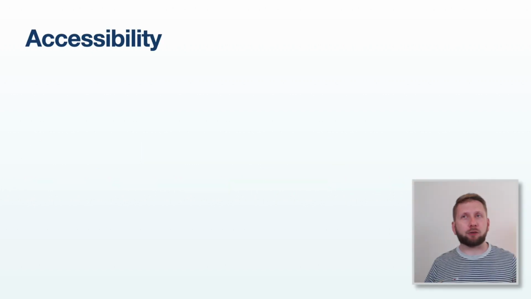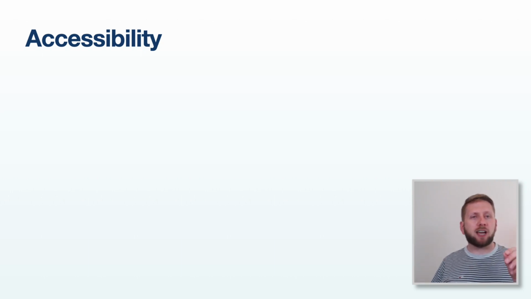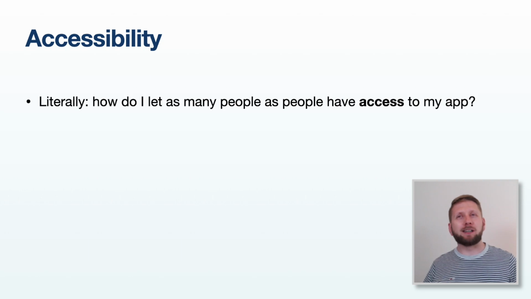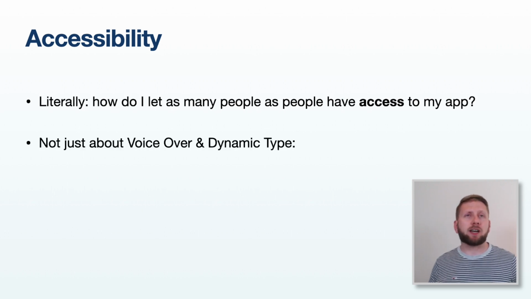Now, I'm by far not the first person to talk about accessibility in apps. There are much better presentations surrounding that, but for us, accessibility means literally accessibility. How do I make sure that as many people as possible have access to my app? And I'm not just talking about accessibility like you might know it. So accessibility regarding people who have vision issues or people who are hard of hearing, not just about voiceover and dynamic type, but about many other categories of users that might be limited in using your app.